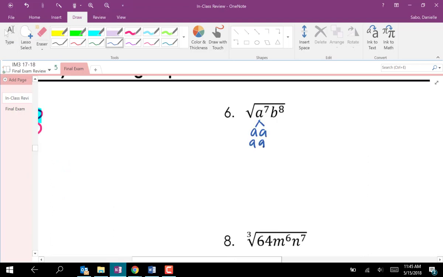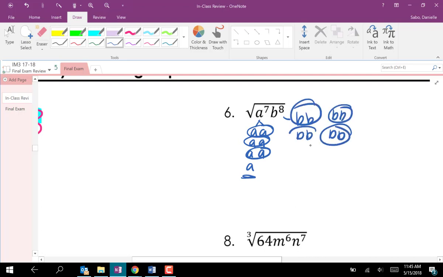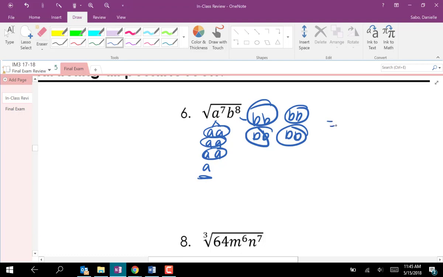1, 2, 3, 4, 5, 6, and 7. 1, 2, 3 groups and 1 stays in. Same thing with this guy. 1, 2, 3, 4, 5, 6, 7, 8. Some of you do not have to write all this out. Again, it just depends on who you are. Can someone tell me the end result? Go ahead, Julian.